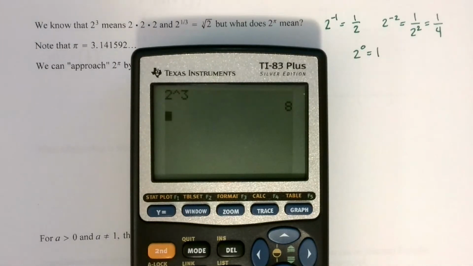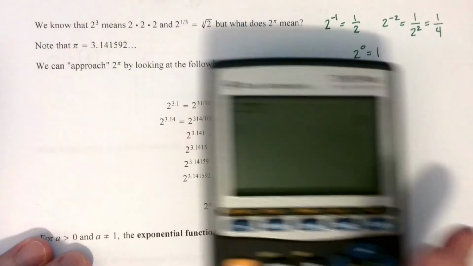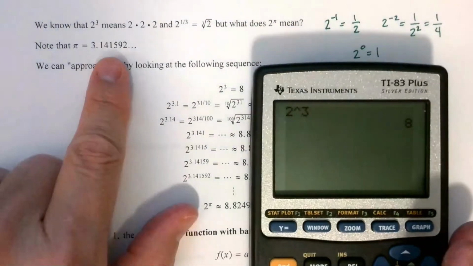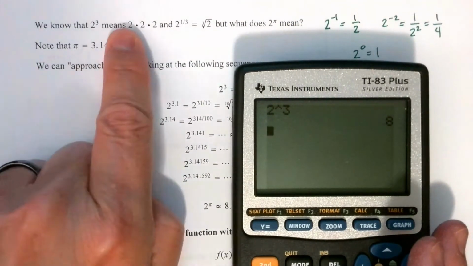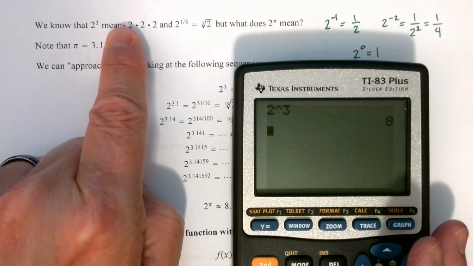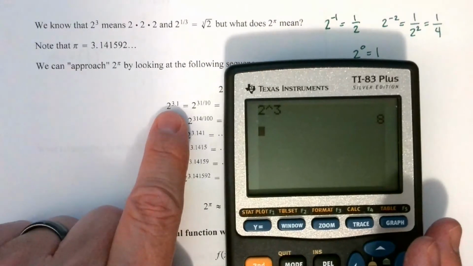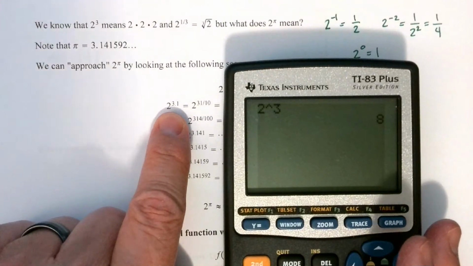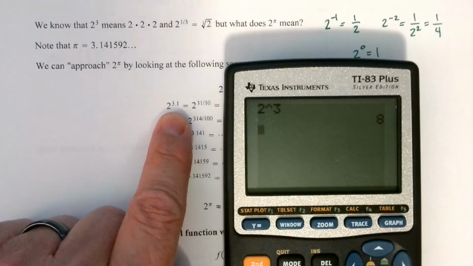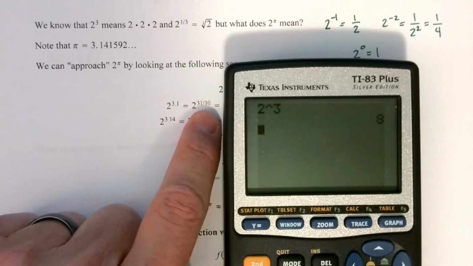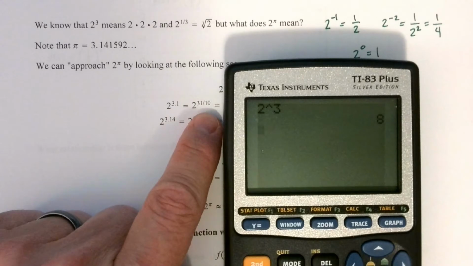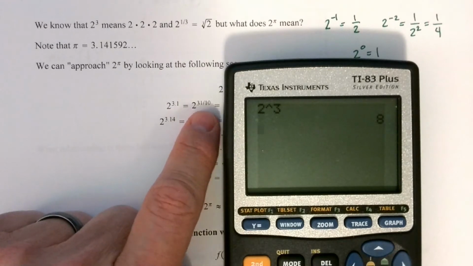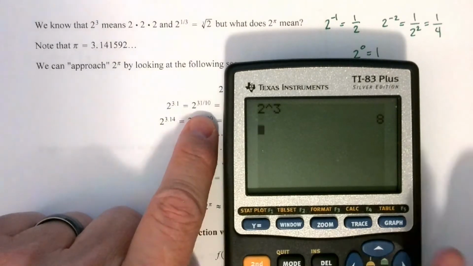Now, when we go to one decimal place accuracy, 2 to the 3.1, I'm just going to keep on adding another digit. So what does it mean to take 2 to the 3.1 power? Well, 3.1 is the same as 31/10. So that's a rational number, and I can write that as a fraction. Now, what does it mean to take 2 to the 31/10 power?